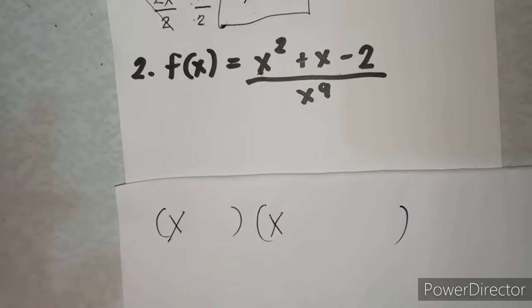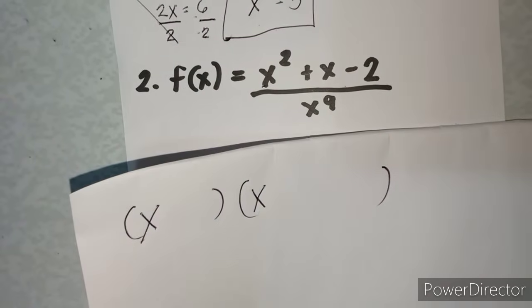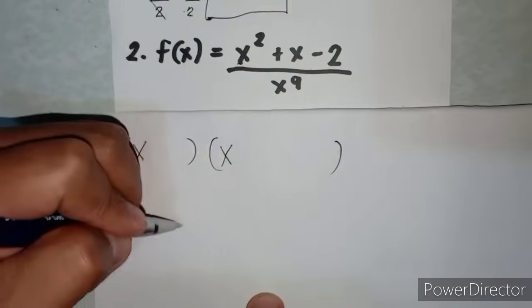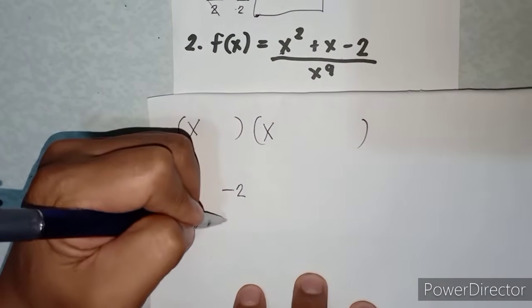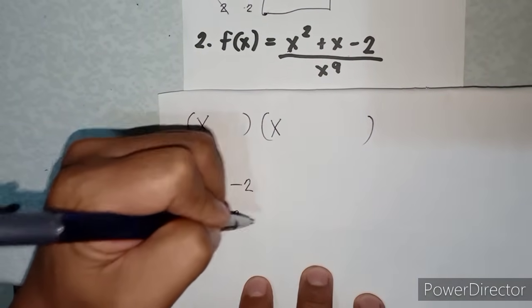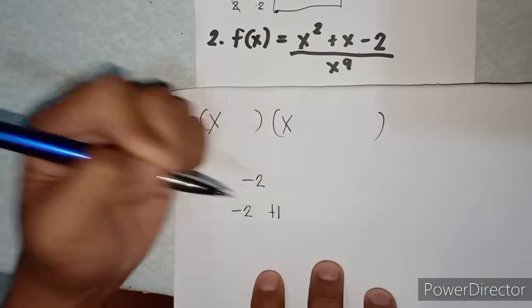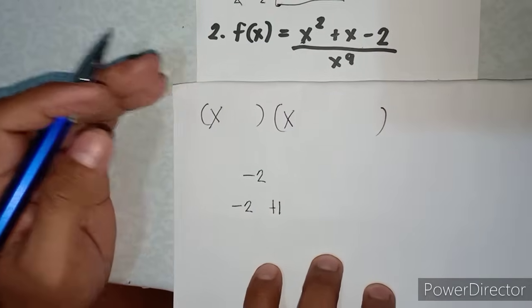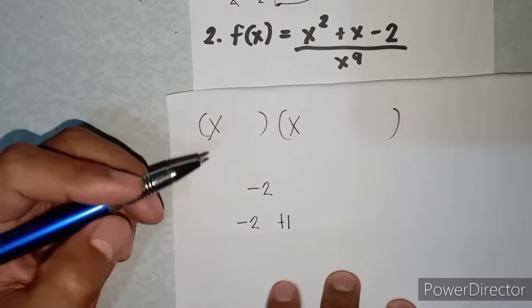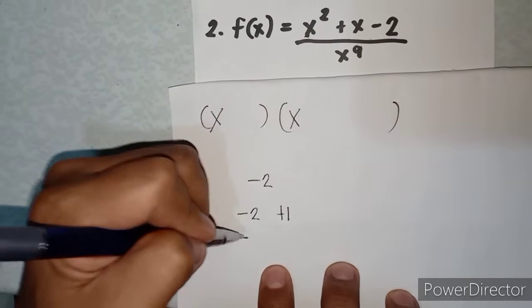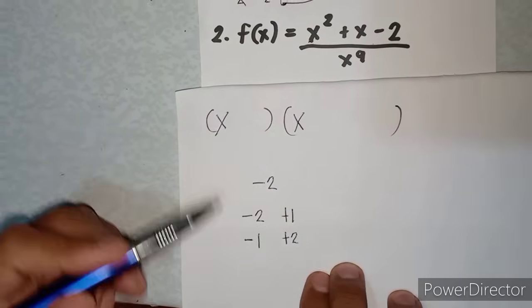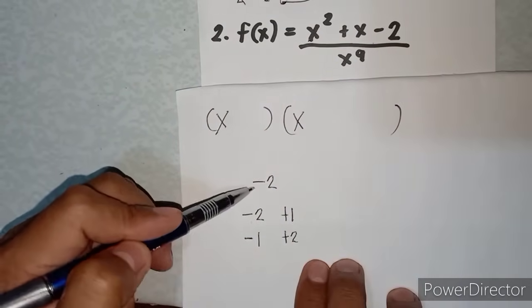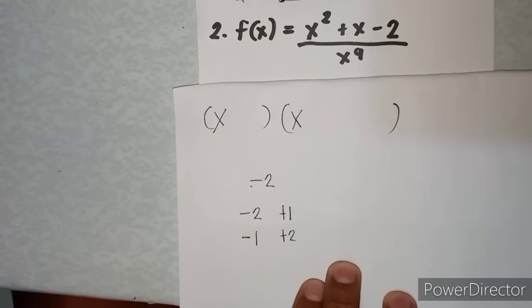Ngayon, ang gagawin mo dyan is kukunin mo ang factors ng negative 2. Ano ba ang factors ng negative 2? Pwedeng negative 2 times positive 1. Is it clear? Yes. Next, meron din tayong negative 1 and positive 2. Kasi kapag minultiply mo yung dalawang yan, ang sagot niya ay negative 2. Meron pa bang iba? Wala na.